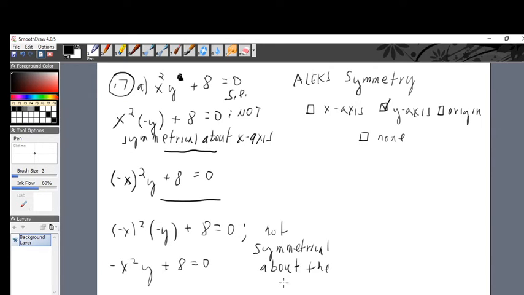About the origin. That is how you deal with this problem. So to test for symmetry about the x-axis, replace y with negative y and see if it's the same. To test to see if it's symmetrical about the y-axis, replace x with negative x and see if it's the same. To see if it's symmetrical about the origin, replace both x and y with negative x and negative y and see if the result is the same. That's the test. Okay, that was 17A.